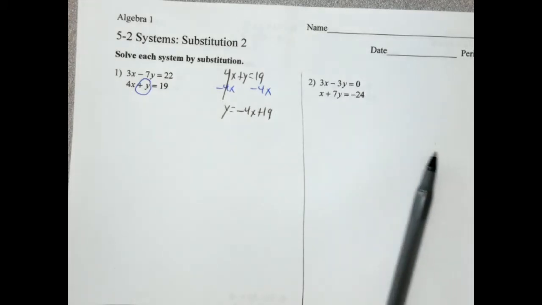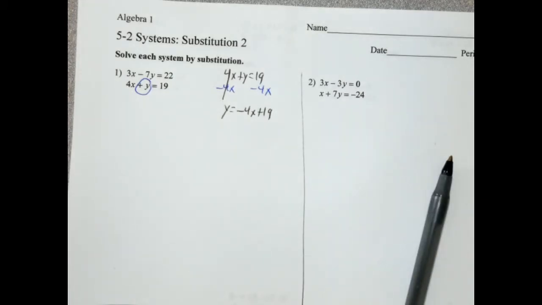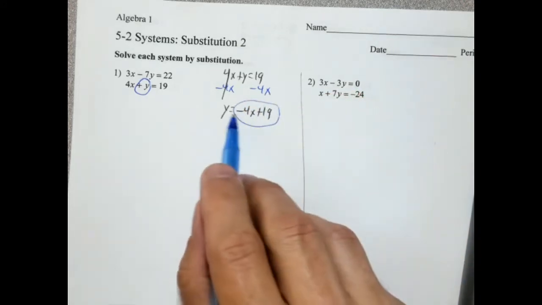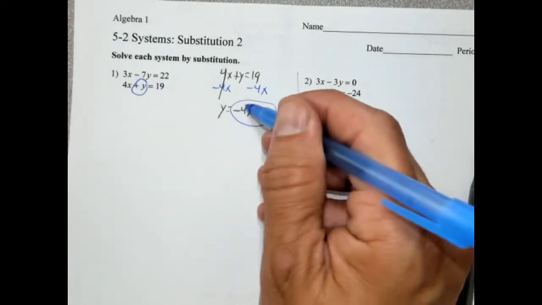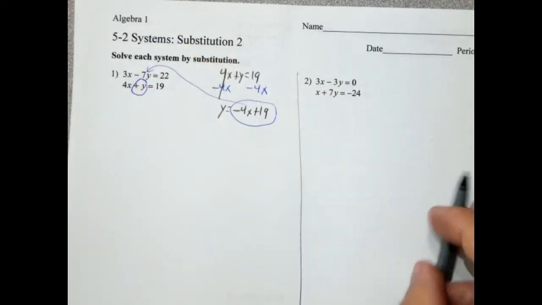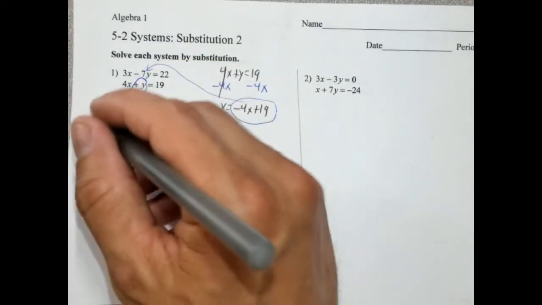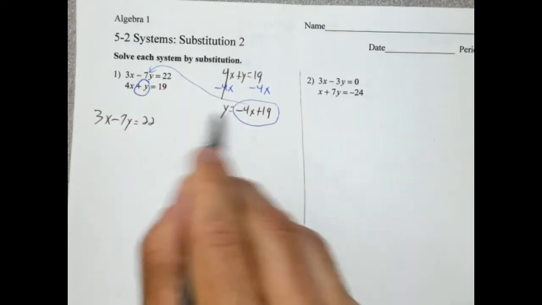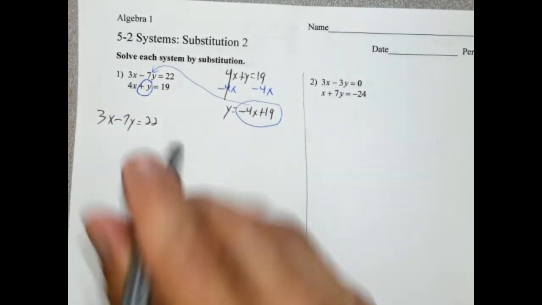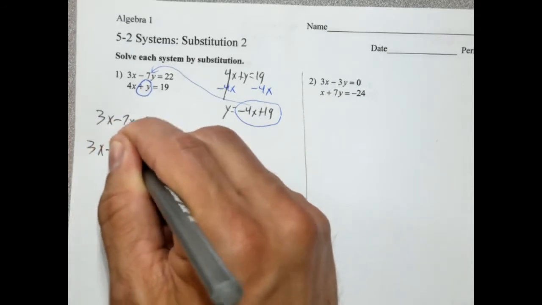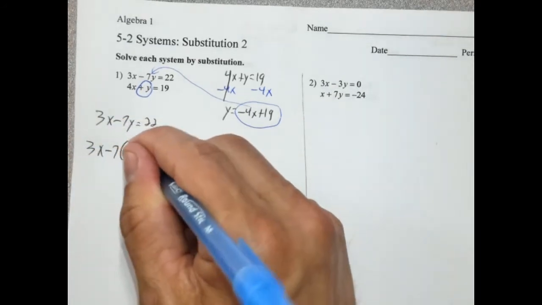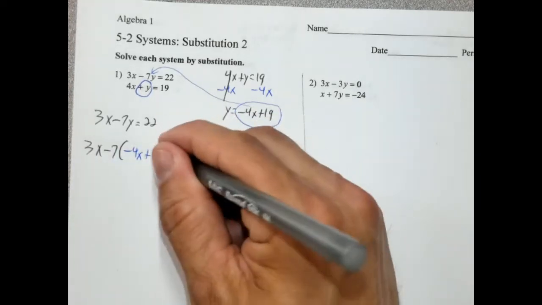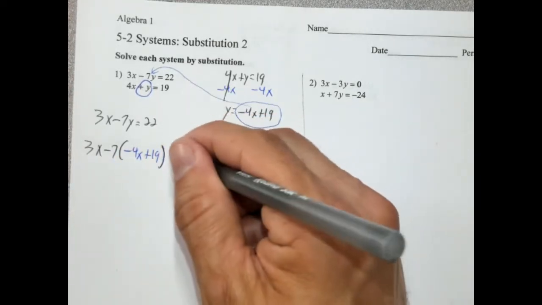We're going to have y equals negative 4x plus 19. Okay, and now this looks just exactly like a problem we've been working on yesterday. So this expression here, negative 4x plus 19, we're going to plug that in for y here. We're going to substitute that in right here. So let's rewrite this equation without any changes. 3x minus 7y equals 22. Now we're going to plug in this expression for y here. So it's going to be 3x minus 7 parentheses, negative 4x plus 19. Close parentheses, equals 22.